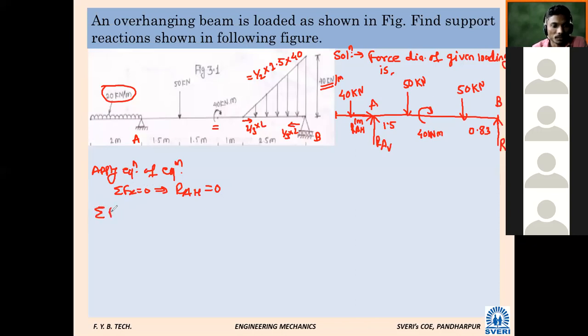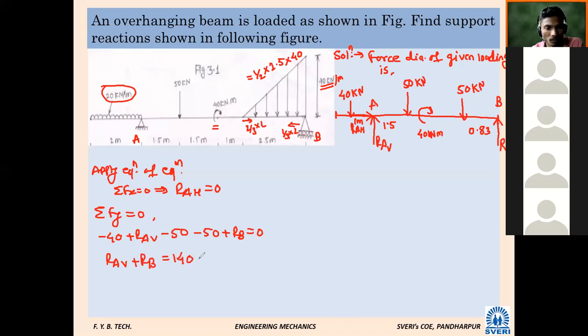Next equation, summation Fy is equal to 0. What about 40 kilonewton? Minus 40. What about RAV? Plus RAV. Then minus 50, again minus 50, plus RB equal to 0. So what equation will become? Just calculate RAV. 140. Then summation of moment due to all forces.